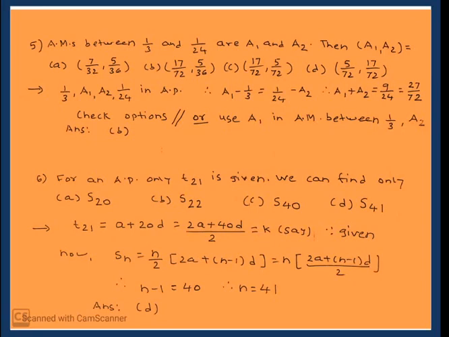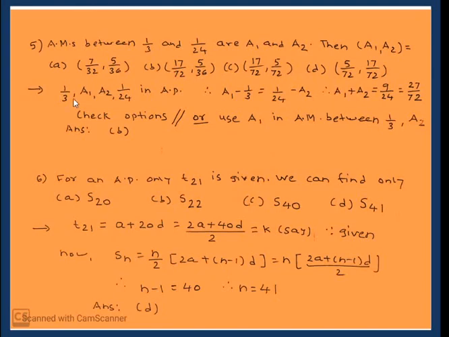Arithmetic means between 1 upon 3 and 1 upon 24 are A1 and A2. Then what are the values of A1 and A2? Remember, between any two numbers we can insert any number of arithmetic means. Now A1 and A2 are arithmetic means between 1 upon 3 and 1 upon 24. So 1 upon 3, A1, A2, 1 upon 24 will be in AP.